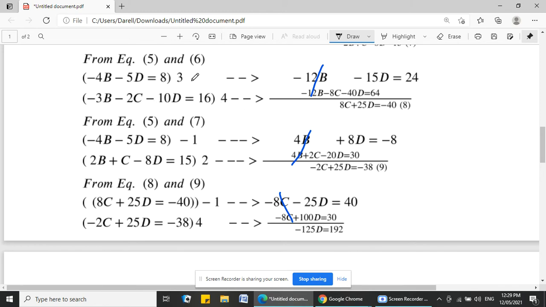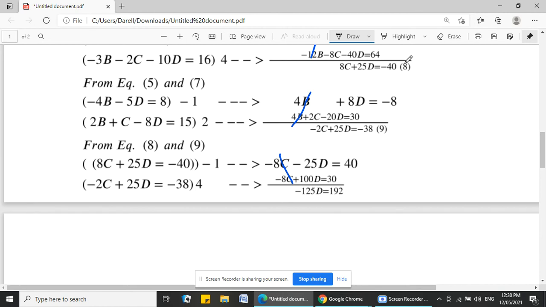So, para makancel ang b, gimultiplyan ako ang equation 5 by 3 and equation 6 by 4. So, we get 8c plus 12d is equals to negative 40. Mao na siya ang equation 8.